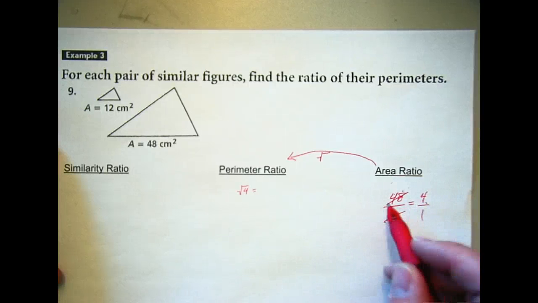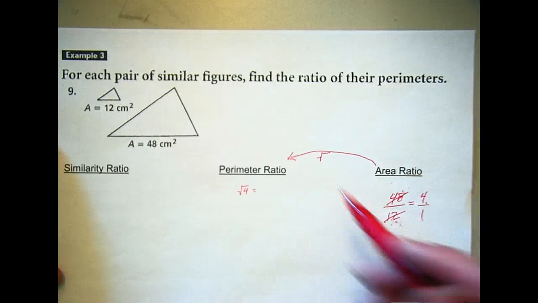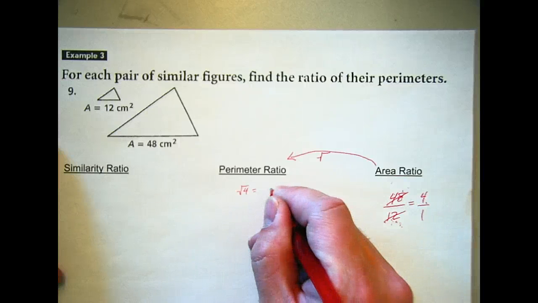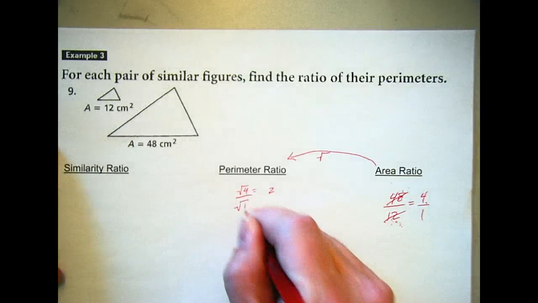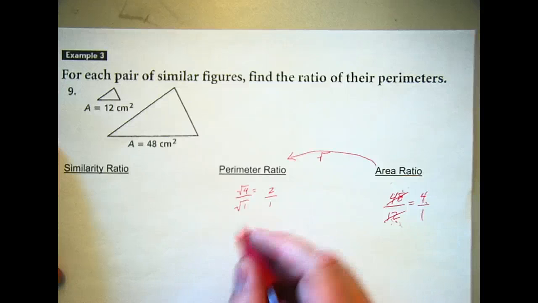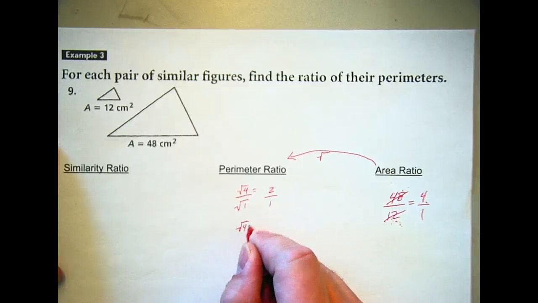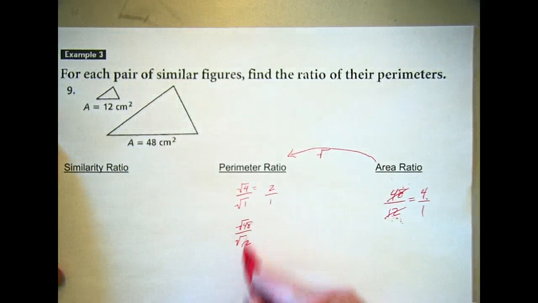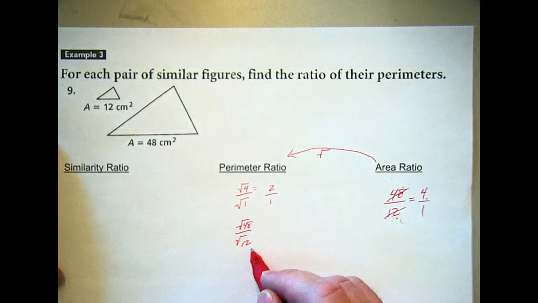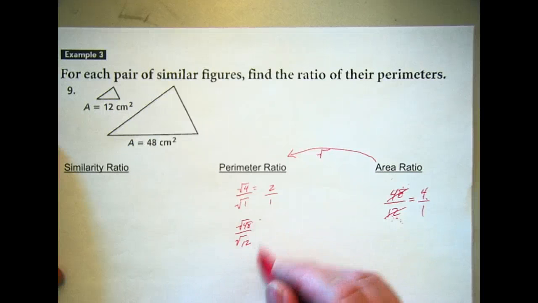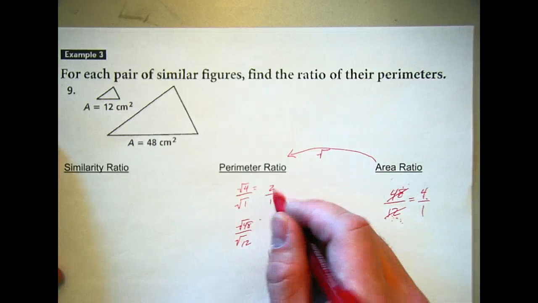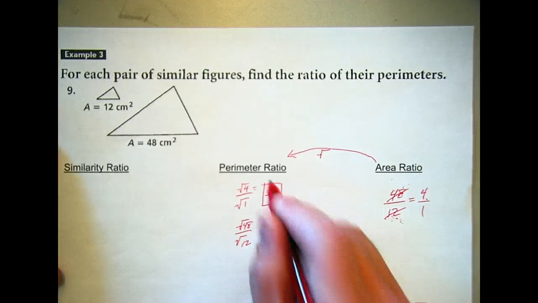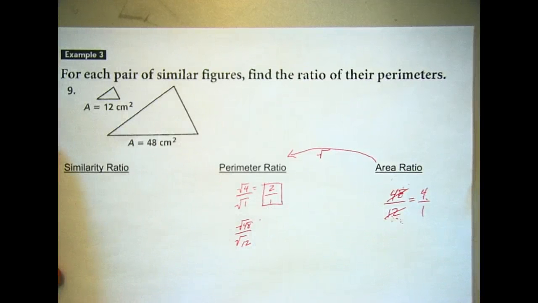It makes it easier. If you go root 48 divided by root 12, it'll eventually reduce to 2 over 1. So for those of you that kept it like this, root 48 over root 12, hopefully you would recognize from here you could simplify. Right? 12 goes into 48 4 times, so it would be root 4 over root 1. Okay. Anyway, the similarity ratio is 2 to 1. All right. Very good. Any questions?